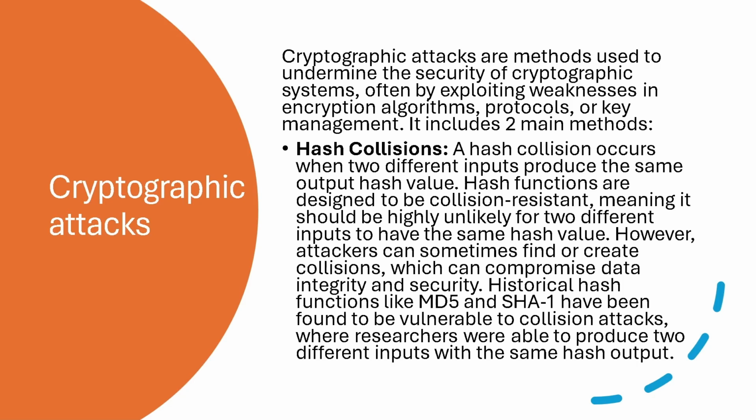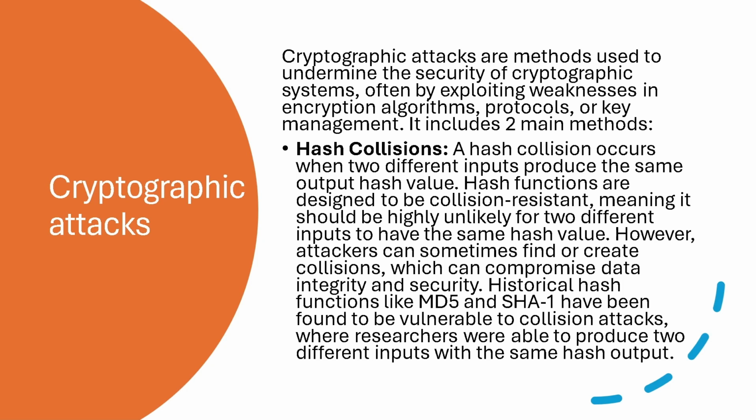Cryptographic attacks. These attacks are methods used to undermine the security of a cryptographic system, often by exploiting weaknesses in the encryption algorithm, protocols, or key management. It includes two main attacks. Hash collisions. A hash collision occurs when two different inputs produce the same output hash value. Hash functions are designed to be collision resistant, meaning it should be highly unlikely for two different inputs to have the same hash value. However, attackers can sometimes find or create collisions, which can compromise the data integrity and security.